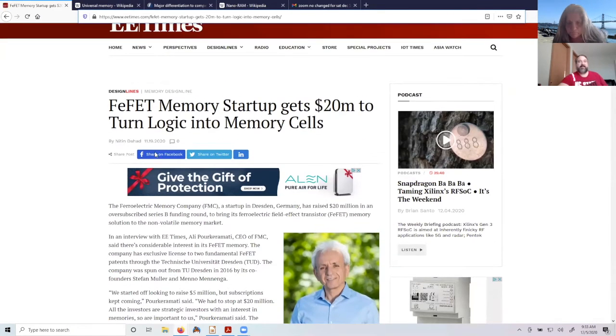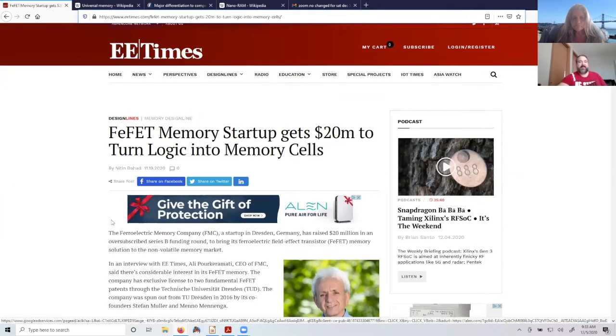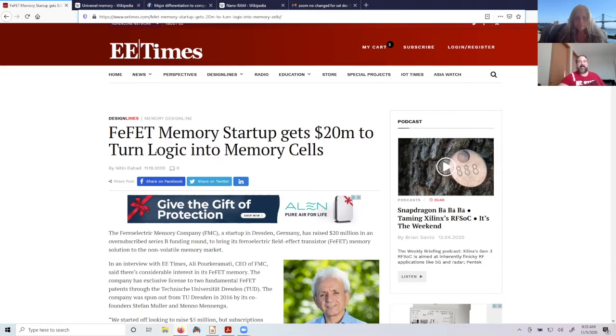I just happened to be reading this article in EE Times about this company, and it caught my attention. Whenever I see something related to memory, I take time to read it, especially when it said it could turn logic into memory cells. They got my attention. Turn logic? You mean the internal coding of a computer will turn into memory?